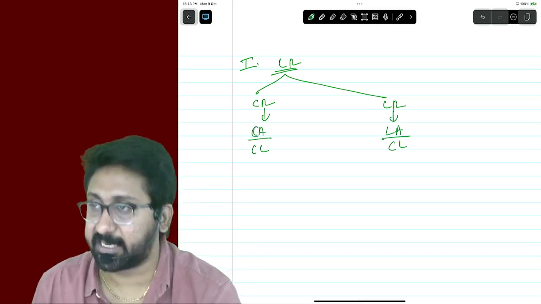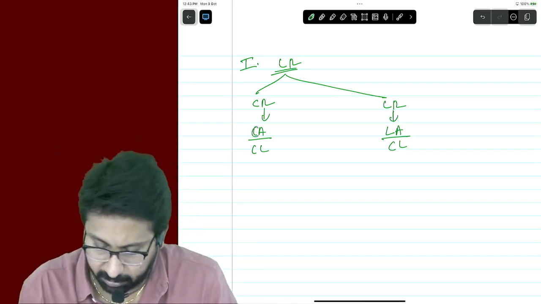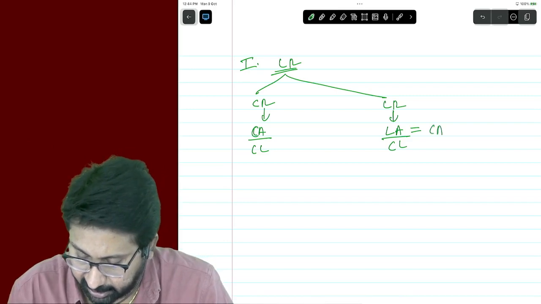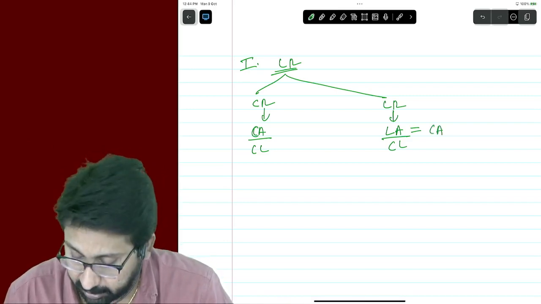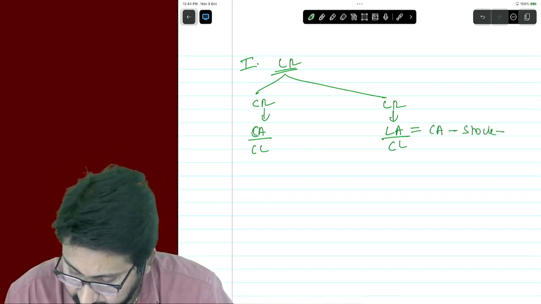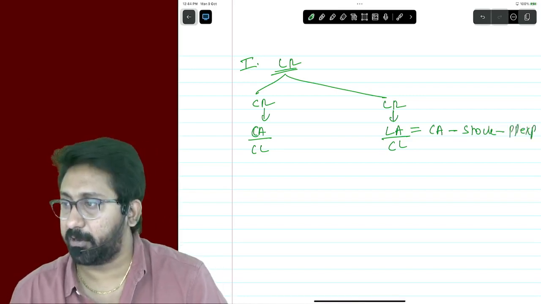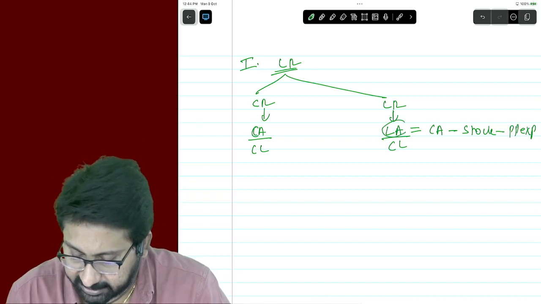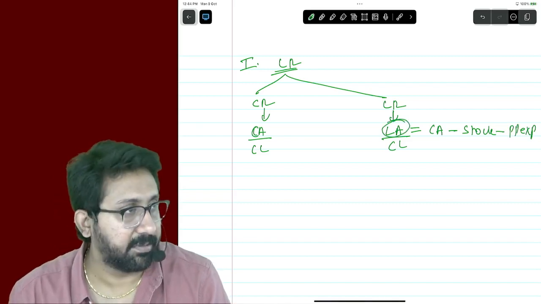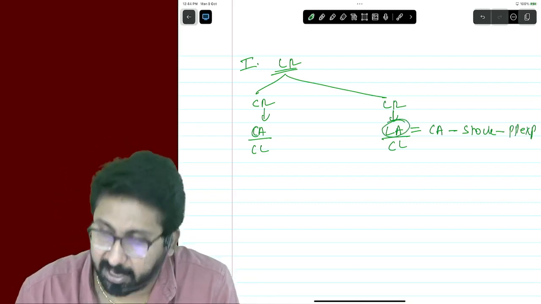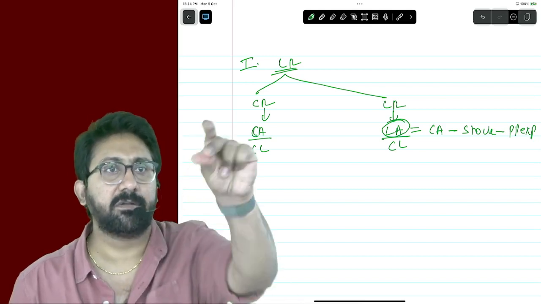This is a current asset, this is a liquid asset. Tell me, what is a liquid asset? Current asset minus stock. These two if you leave, remaining will become what assets? Liquid assets. Liquid asset divided by current liability. This is the situation. See the screen?